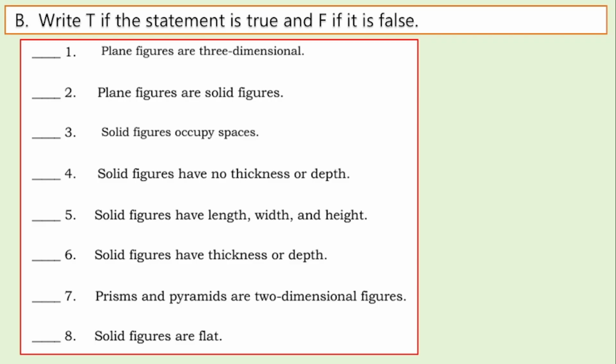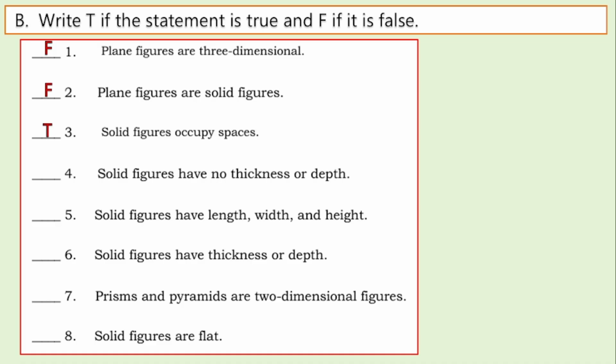Letter B. Write T if the statement is true and F if it is false. Number 1. Plane figures are three-dimensional. False. Number 2. Plane figures are solid figures. False. Number 3. Solid figures occupy spaces. True.